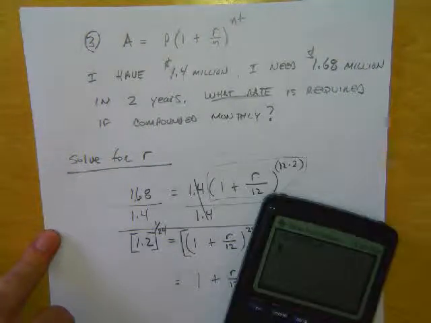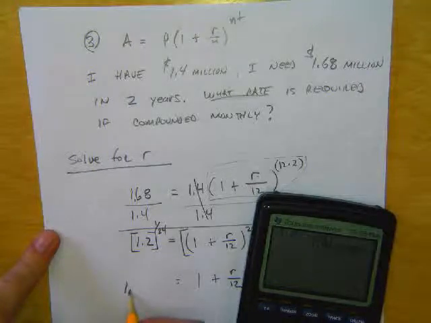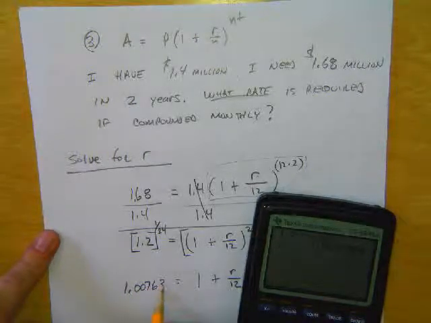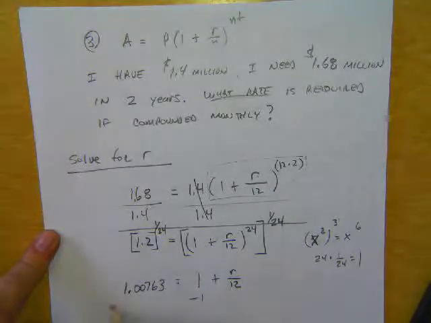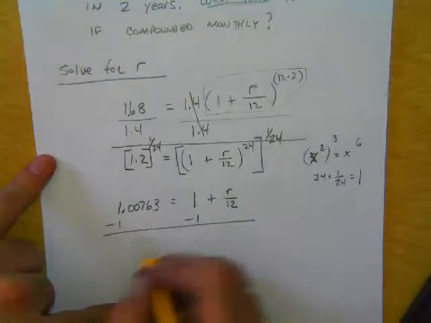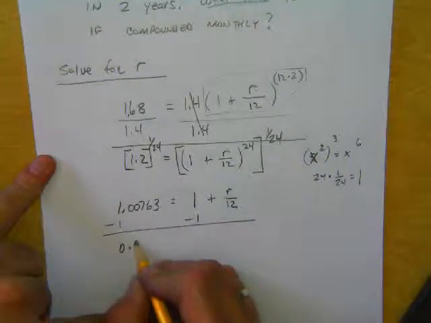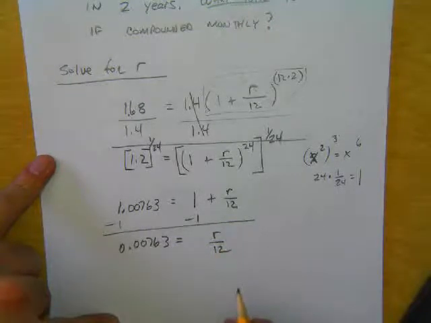And then we just have to do 1.2 to the 1/24th power, and it comes out 1.00763. So now, let's subtract 1 from both sides, and we would get 0.00763 is equal to R over 12.